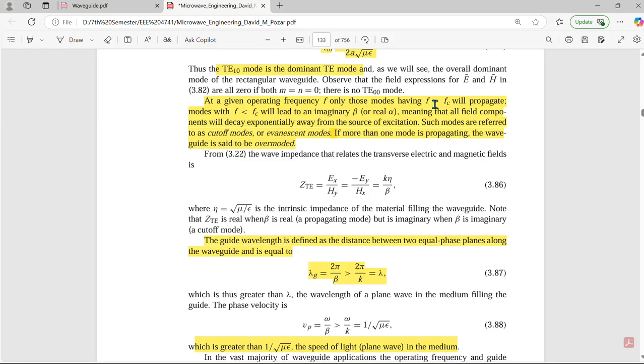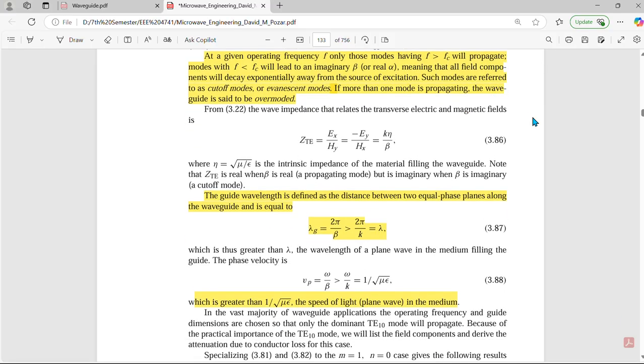That means if the frequency is greater than the cutoff frequency fc, then it will propagate. If the frequency is less than the cutoff frequency, then that will yield an imaginary value of beta, and that is why there is exponential decay of the excitation. Such a mode is referred to as a cutoff mode or evanescent mode. And if more than one mode is propagating at a time, then it is called an overmoded waveguide.